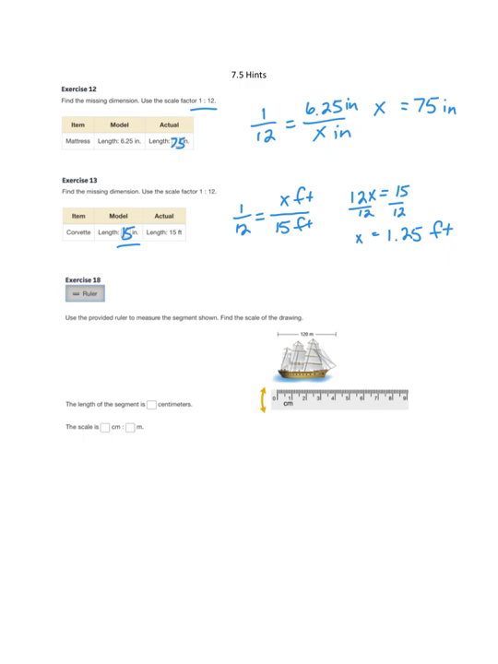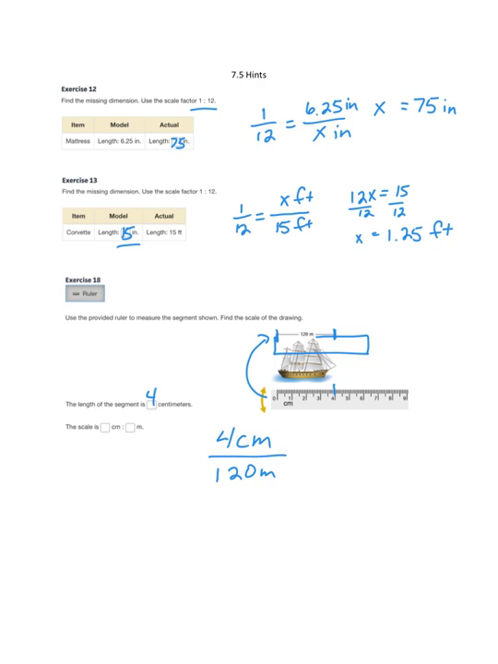Okay. Next, I have number 18, and this is the problem with the ship, and we need to find the scale of the drawing. So we have this ruler here, and I've put my ruler down below so it's not blocking the picture, but if you move this up and put it right underneath and really line it up, you'll see that this is exactly 4 centimeters. So the length of the segment is 4 centimeters. So that means the scale is 4 centimeters to 120 meters. Every 4 centimeters represents 120 meters.